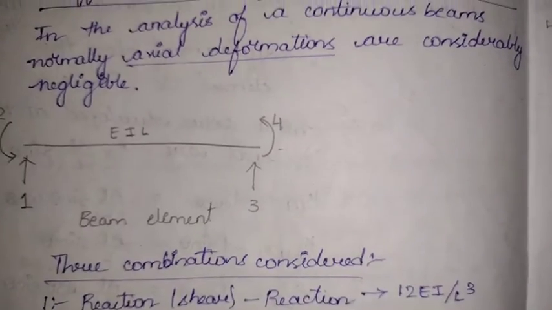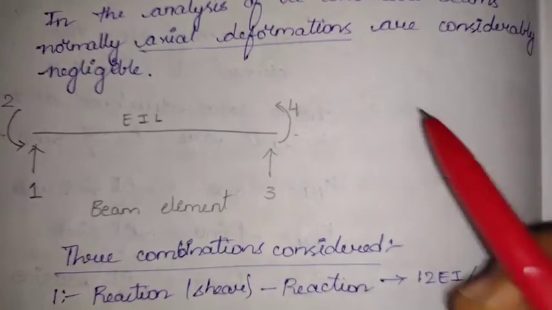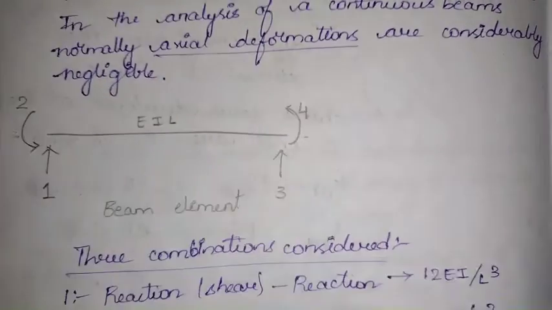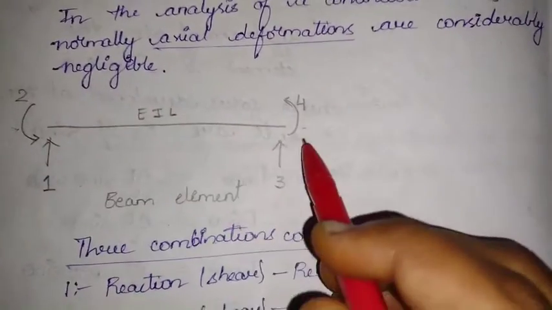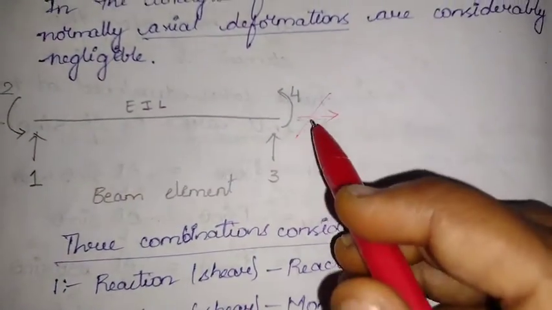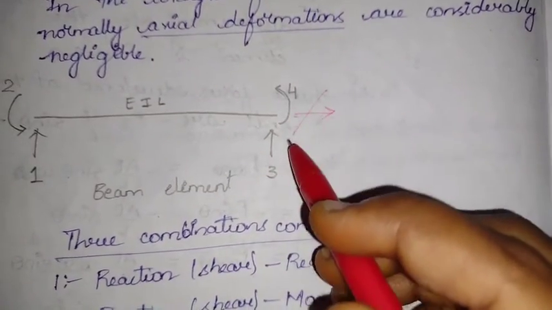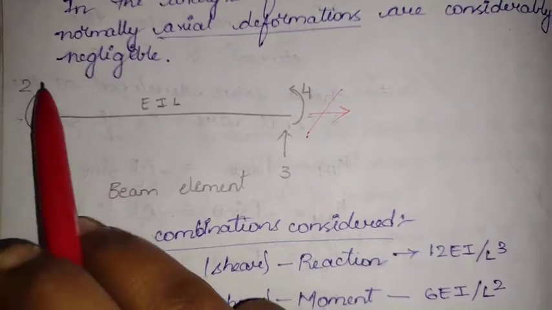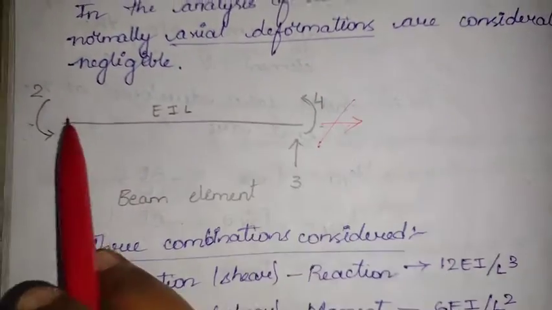And coming to this topic, without any further delay: in the analysis of a continuous beam, axial deformations are normally considerably negligible. We generally consider that axial deformations, that is in this direction, are negligible. So we will not be considering these axial deformations. We'll just be considering the vertical reactions along with the moments at both supports.